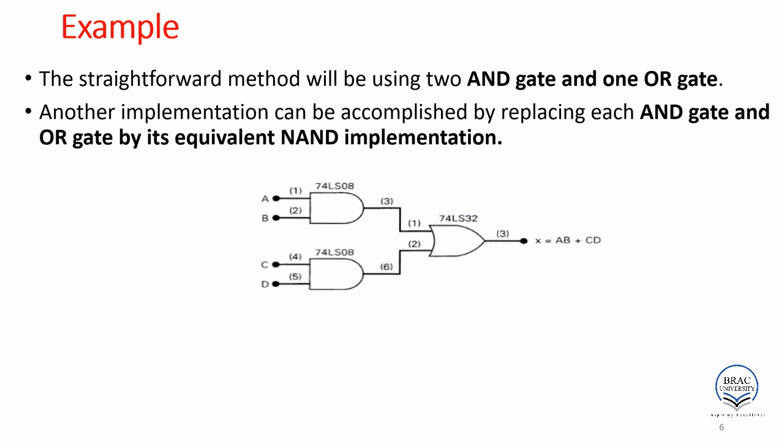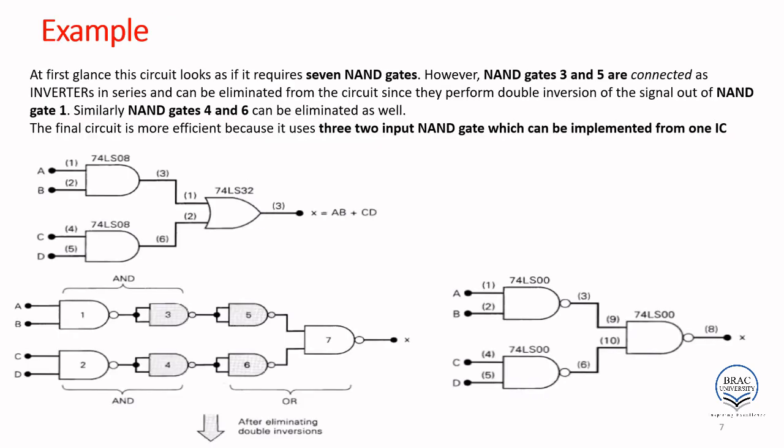The straightforward method will be using two AND gates and one OR gate. Anyway, another implementation can be accomplished by replacing the AND gates and OR gate with equivalent NAND gates. So we can also draw it using equivalent NAND gates. It looks something like that. So this is our expression. This AND can be implemented using two NAND gates, and this AND using two NAND gates, and this OR can be implemented using three NAND gates.